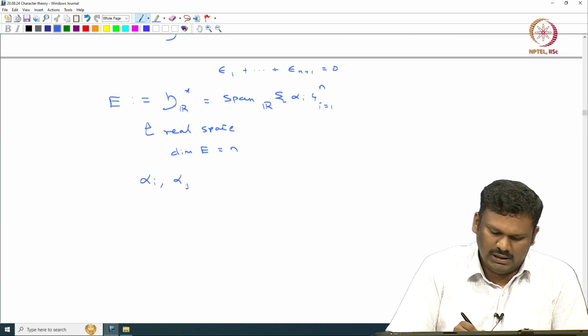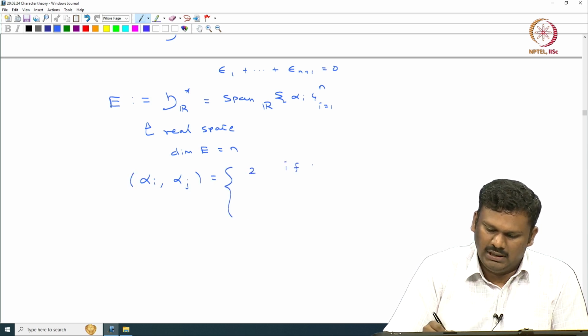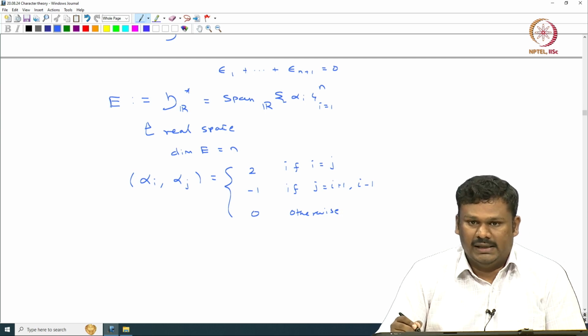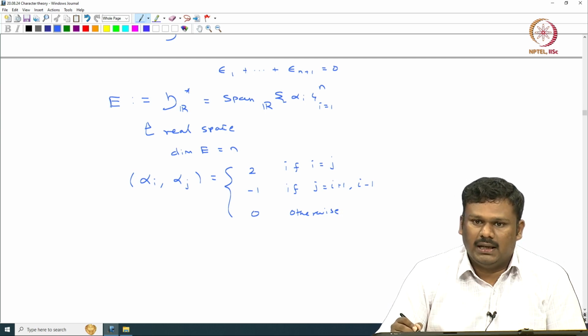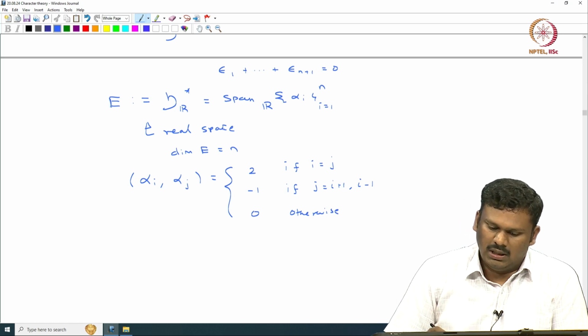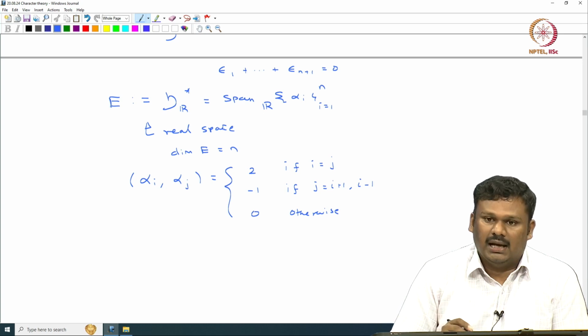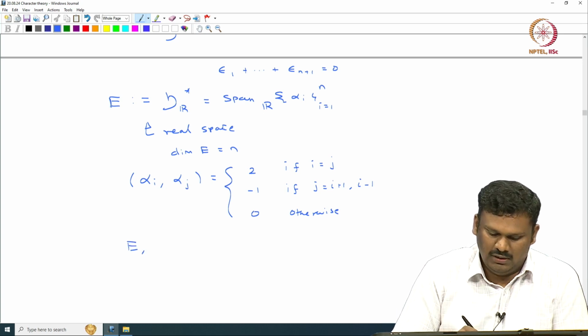So, recall the inner product on alpha_i, alpha_j. This is exactly 2 if i equals j, and exactly minus 1 if j equals i plus 1 or i minus 1, and 0 otherwise. This is the inner product we have between the alpha_i's, and we can take the same inner product in the real space as well. I will leave it to you to check that this makes E a Euclidean space. So, E with this inner product is indeed a Euclidean space.